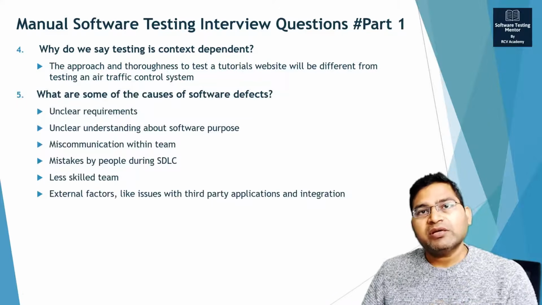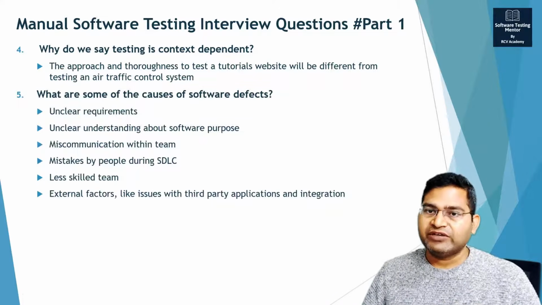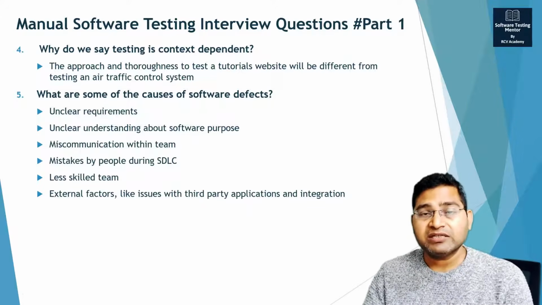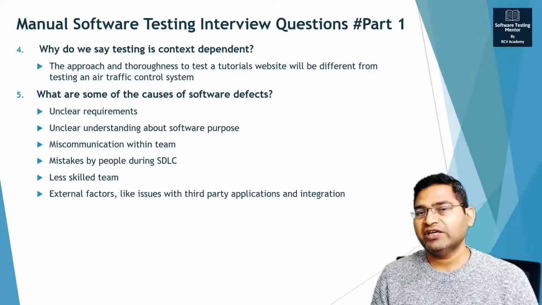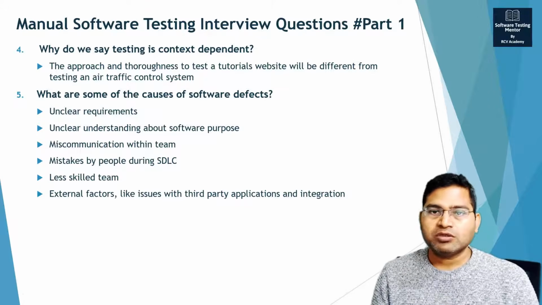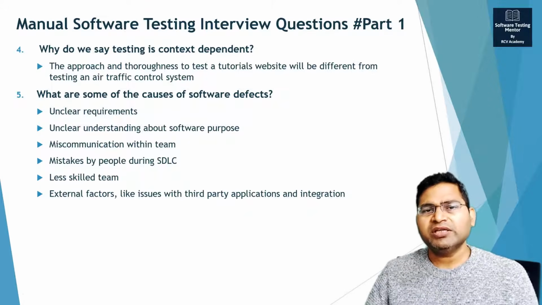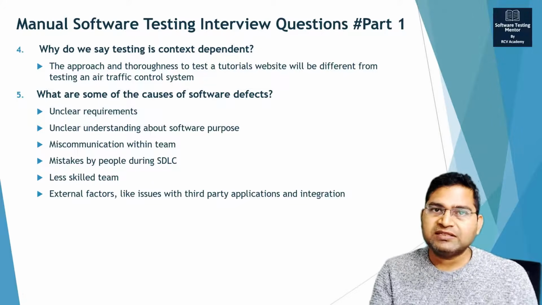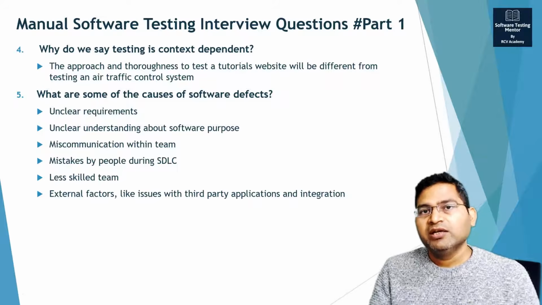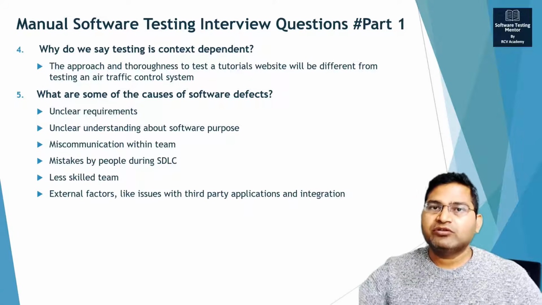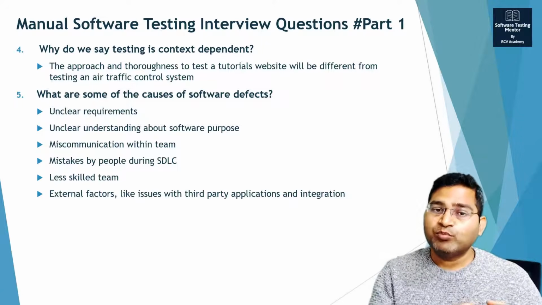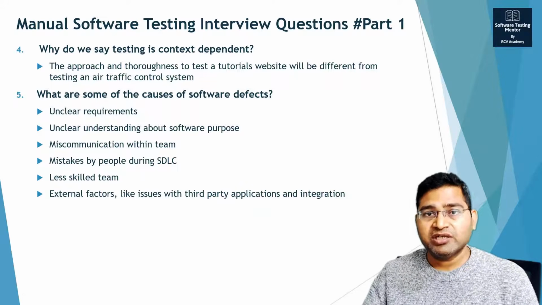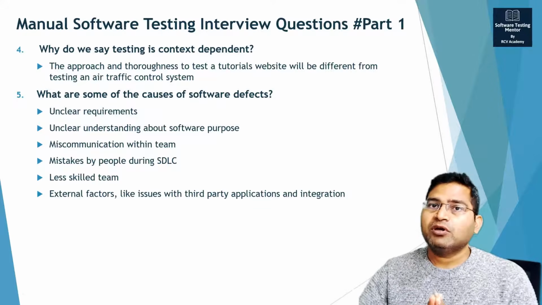Now, what are some of the causes of software defects? Another practical question that might be asked is: explain why software defects arise, or what are some of the causes of defects. So the first thing could be that the requirements are not clear. The requirements are not articulated well. That's the entry point of a defect, right? If the requirements are not articulated well, and there is no appropriate, relevant information mentioned in the requirement, that may be one of the causes of the defect.